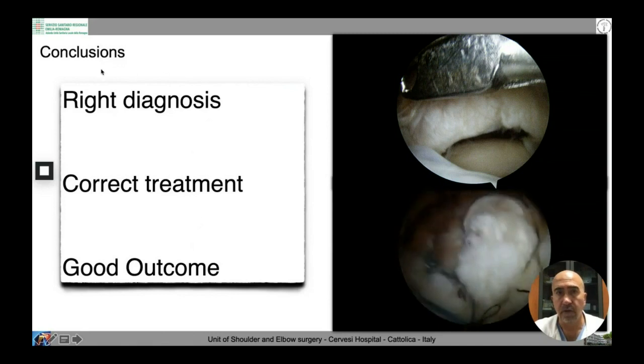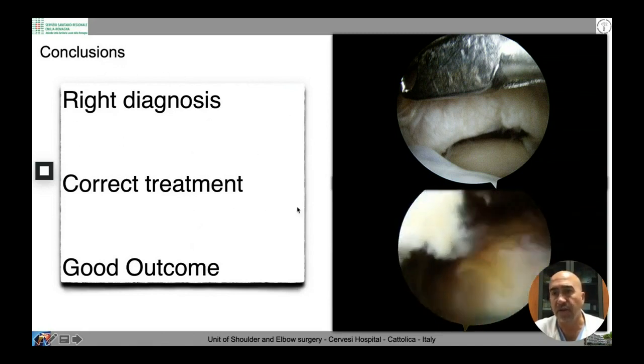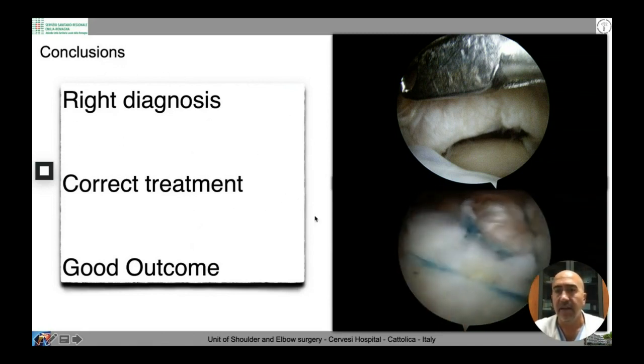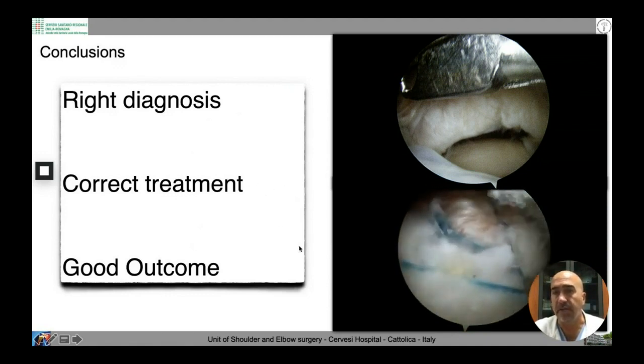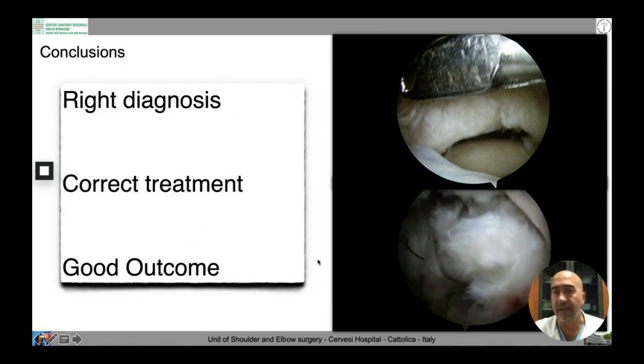In conclusion, you need to make the right diagnosis using all the instruments that we have, imaging and clinical tests, to do a correct treatment and to achieve a good outcome in this kind of patient.